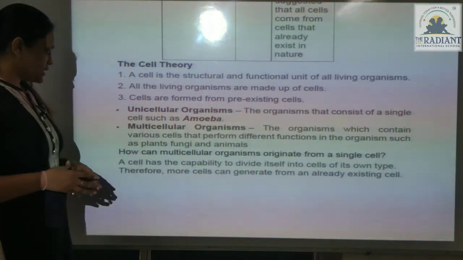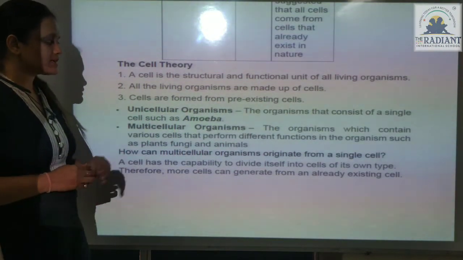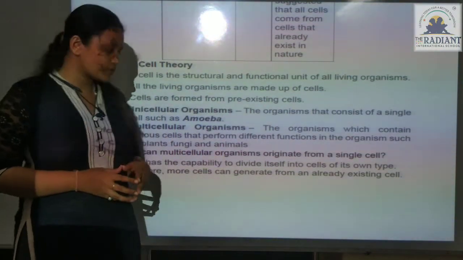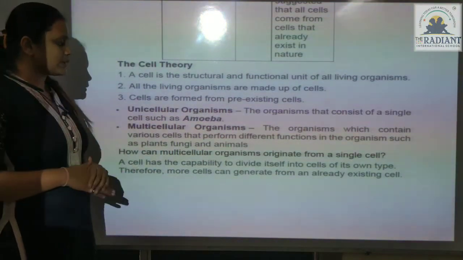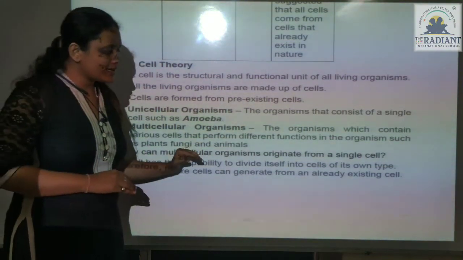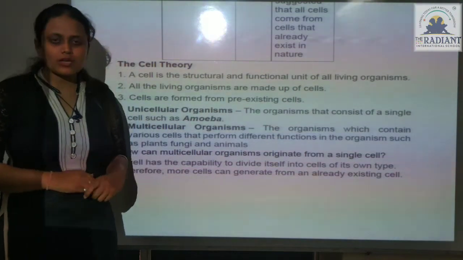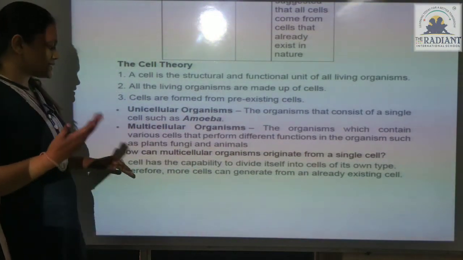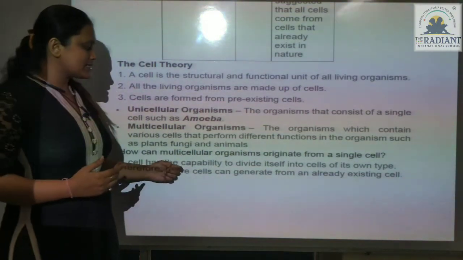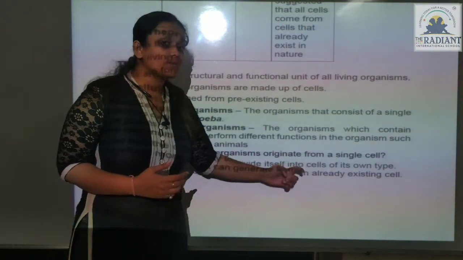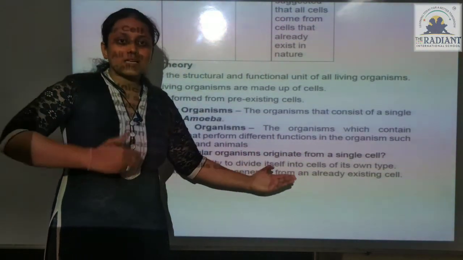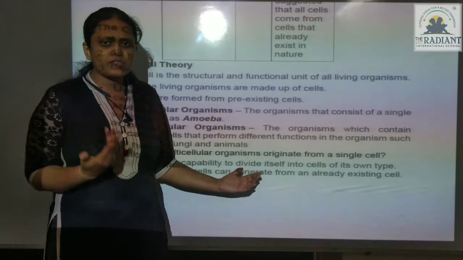Now here we can see how multicellular organisms can originate from a single cell. A cell has the capability to divide itself into cells of its own type. So if we look at the question again, how can multicellular organisms originate from a single cell? How are multicellular organisms coming out of a single cell?